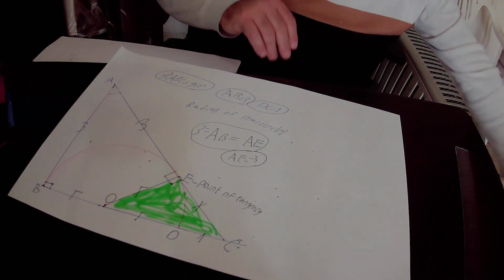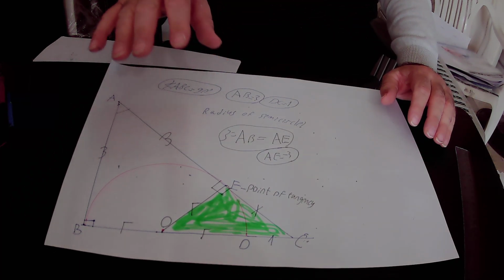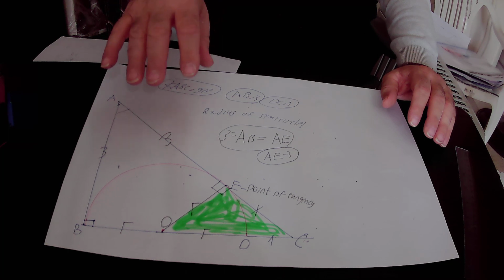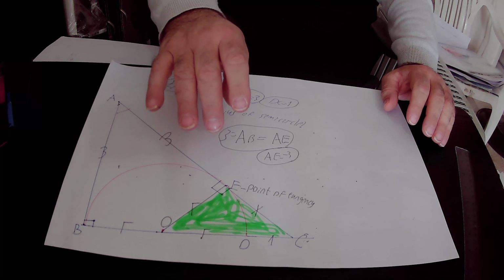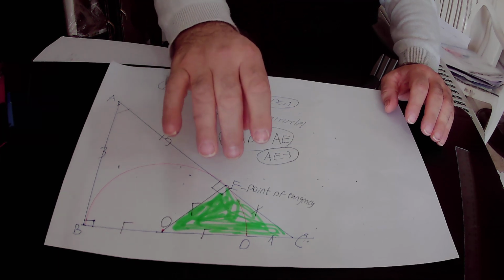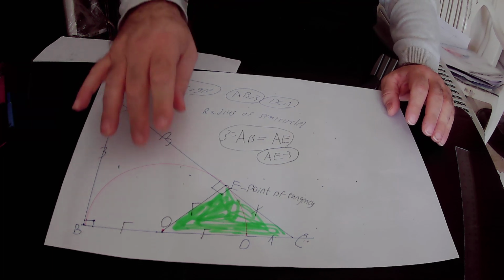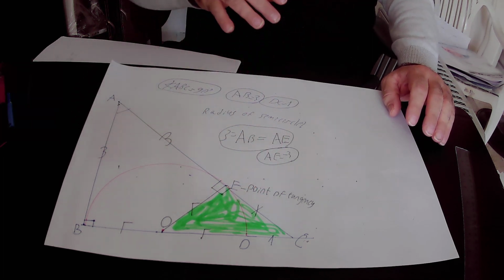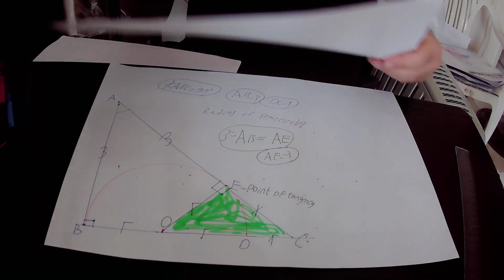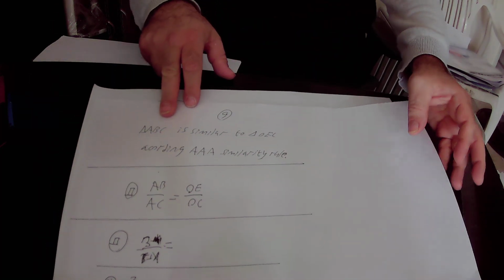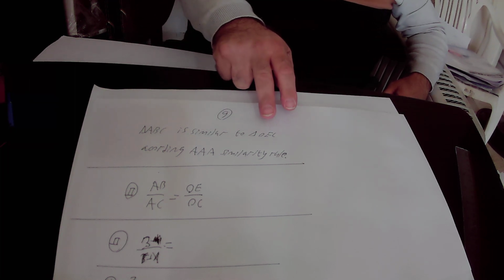In our original drawing, we actually proved that all three angles of the right triangle ABC can go into all three angles of the small green triangle, triangle EOC. Therefore, we proved the triangle ABC is similar to triangle OEC, the green triangle, according to the angle similarity rule. Okay?